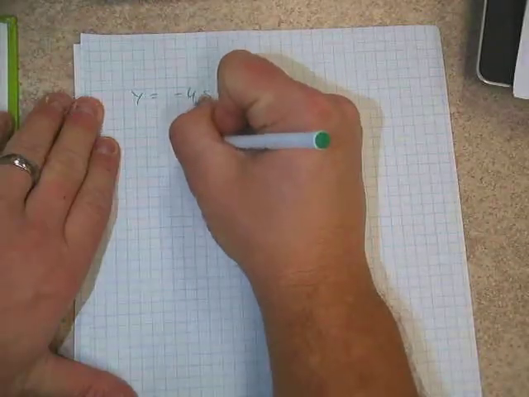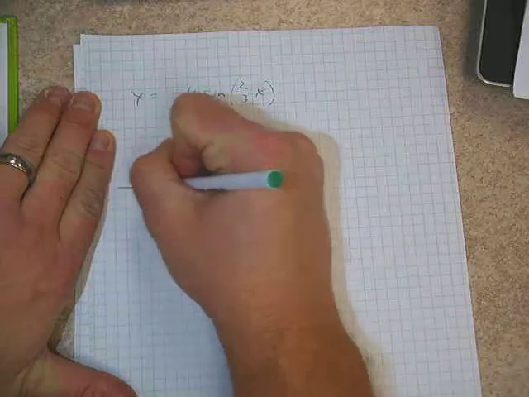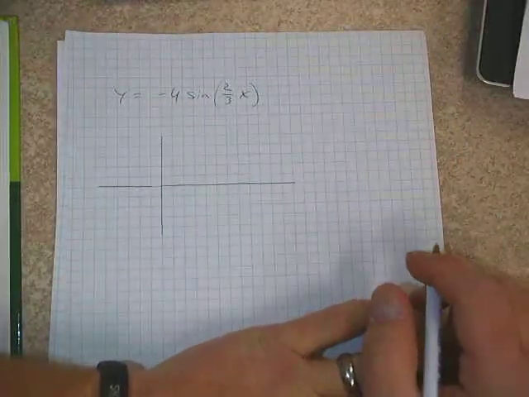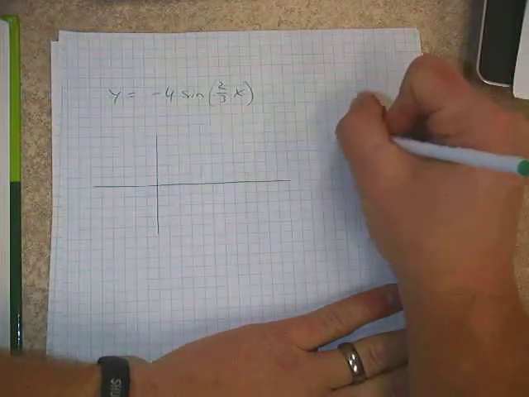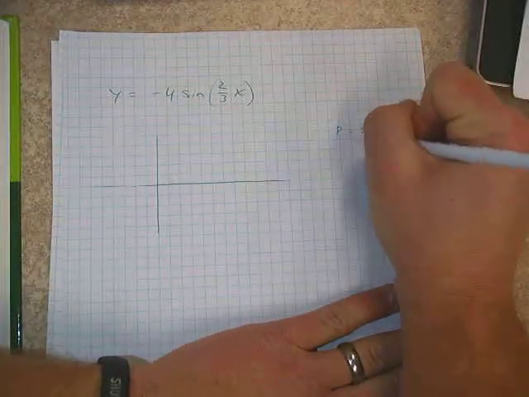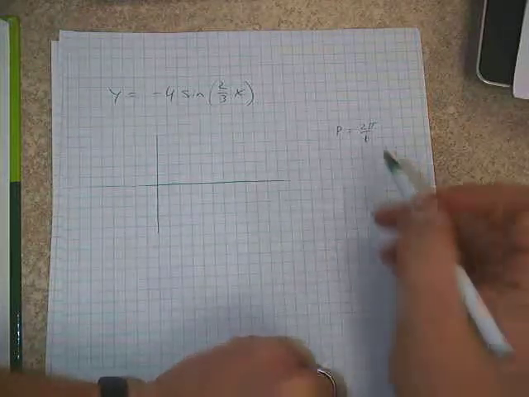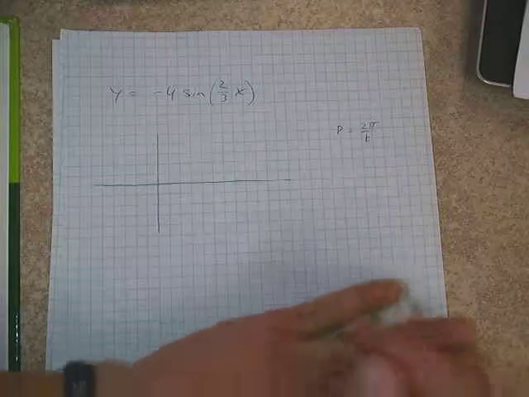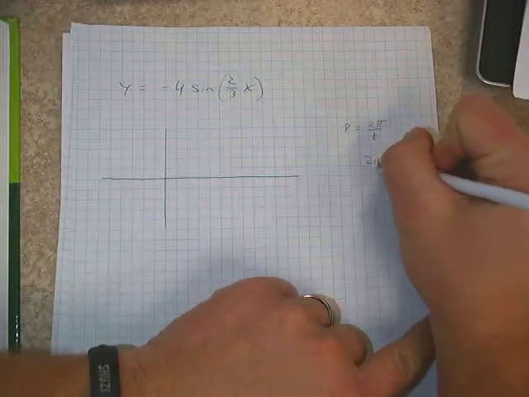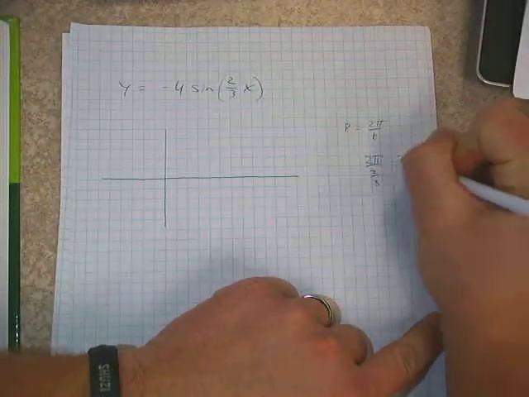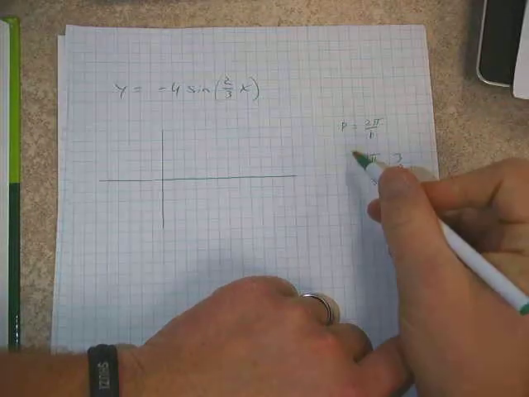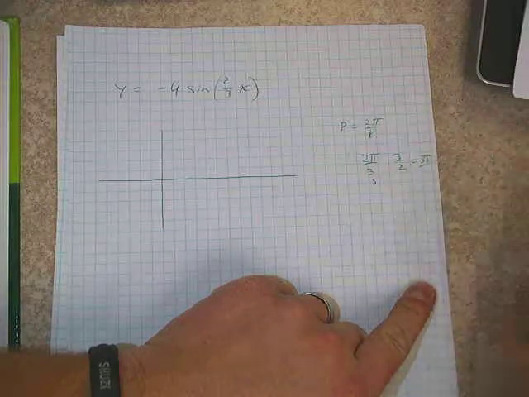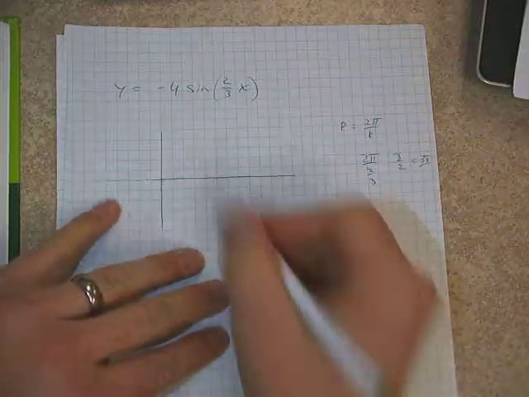Okay, but when I set up my coordinate plane, I need to set up my period first. So we know that period is equal to 2 pi over b. Of course it's the absolute value of b here, but the 2/3 is positive, so we don't need to worry about that. So if we do 2 pi divided by 2/3, same as multiply by 3/2. The 2's would cancel out, and we'd be left with 3 pi as our period. So 3 pi is our period.